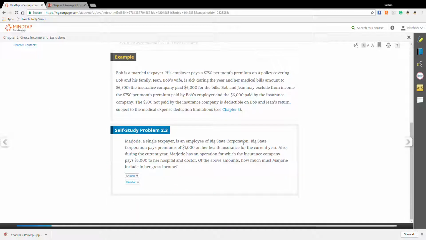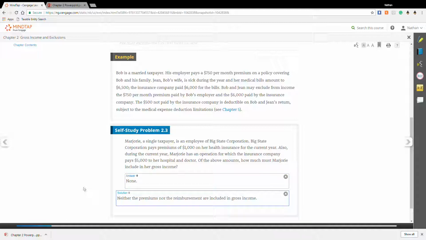And I will tell you this, cool thing with the ebook is you have more examples that happen, and it also gives you self-study problems. So you can actually put an answer in and you can see the solution. So I will always do the answer first and then see if you're correct. If you're not, you want to go back and check it out. Okay? And again, we'll get into chapter 5 when you see the medical expense deductions.